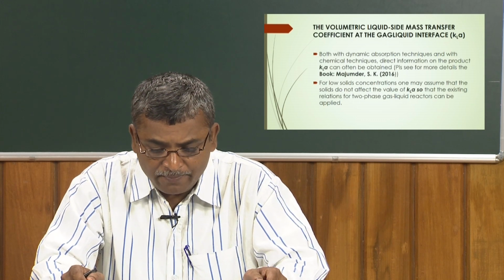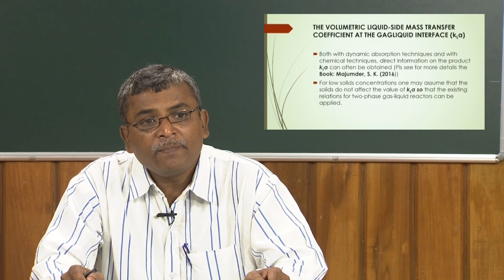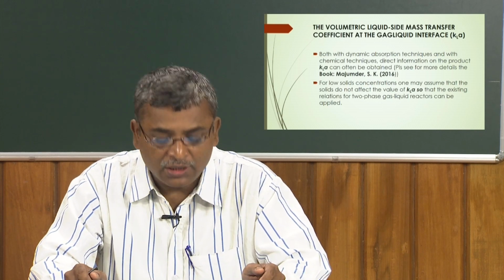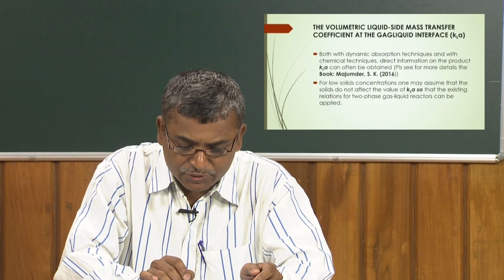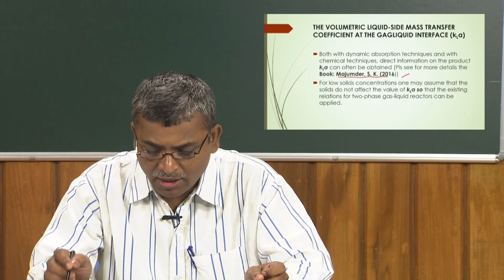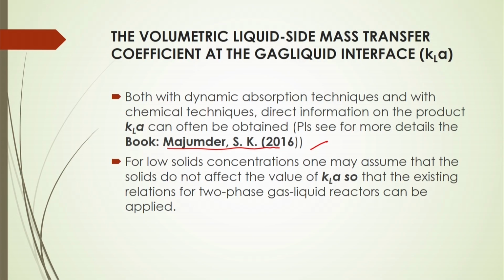And both this physical method or chemical method is described in the book by Majumdar in 2016 in detail, and for further reading we are just suggesting that this can be followed for mass transfer phenomena, how it can be estimated chemically or physically.